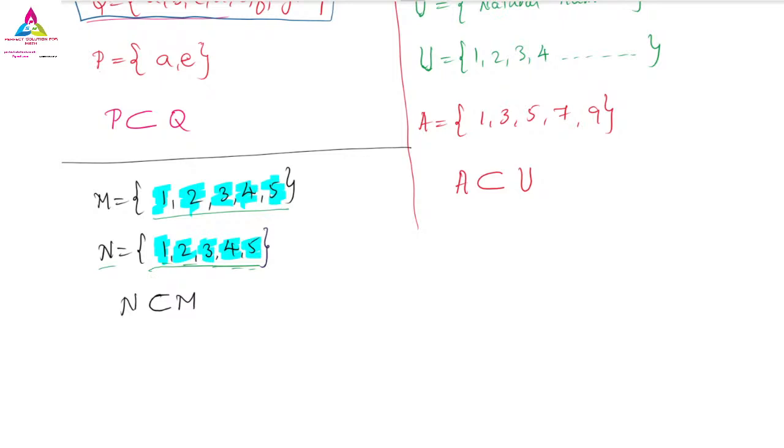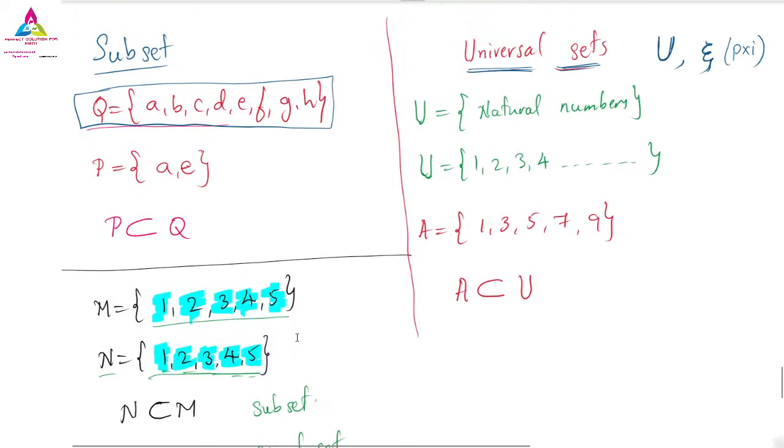Okay, very good. So here we can say that the N set is equal to M, means an equal set and also a subset. Okay, so when we have an equal set and a subset, this is called a subset. What is the difference between this set, M and N, and this P and Q? Can you find the difference? What is the difference between this first example and second example?